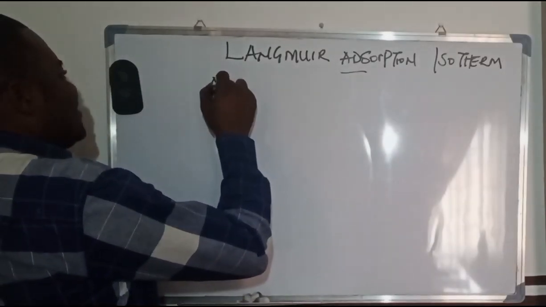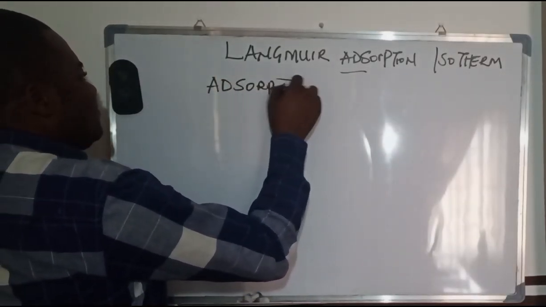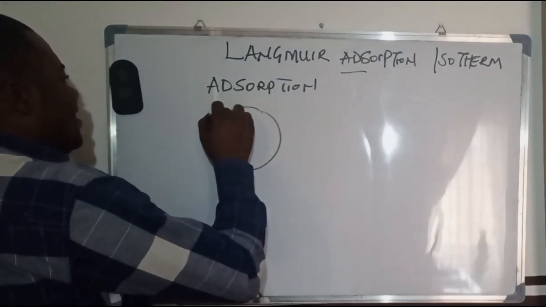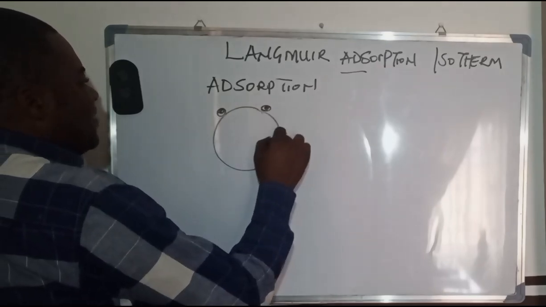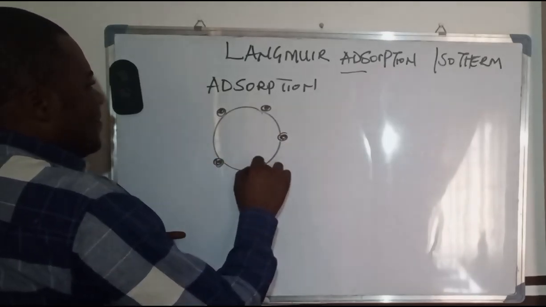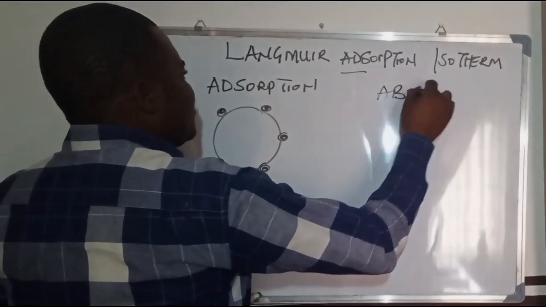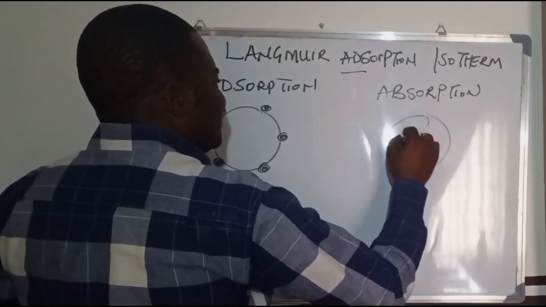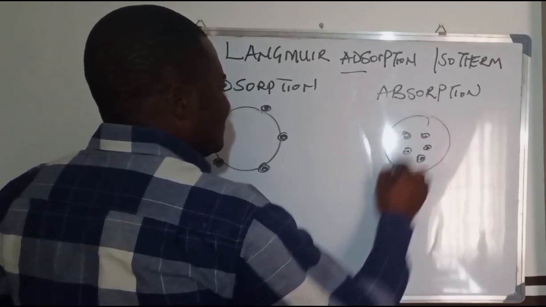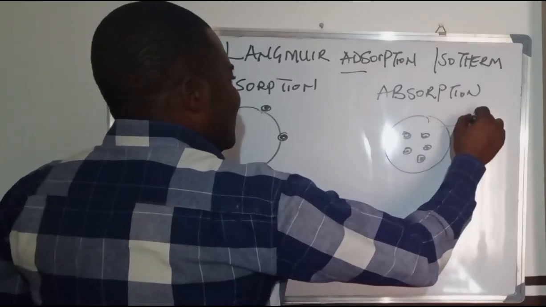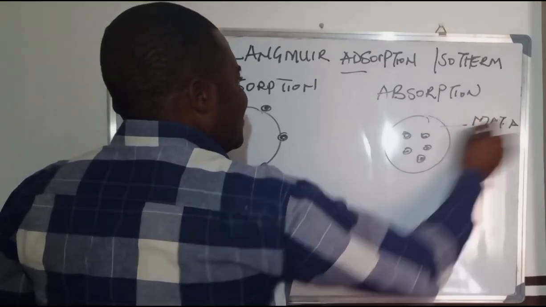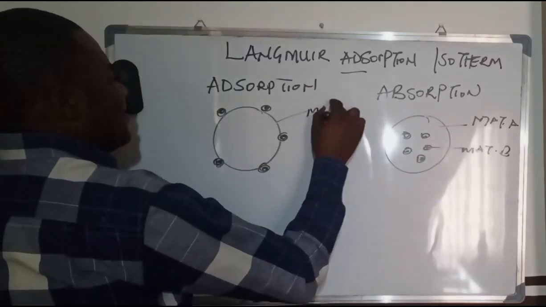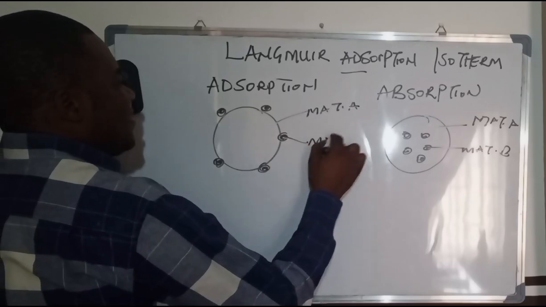Do you know that when we say adsorption, we have this as surface A or material A, and we are having this as material B. Okay. And then when we say absorption, we have this and we are having this as material B inside. Did you see? This is material A, and this is material B. And here this is material A, and this is material B.